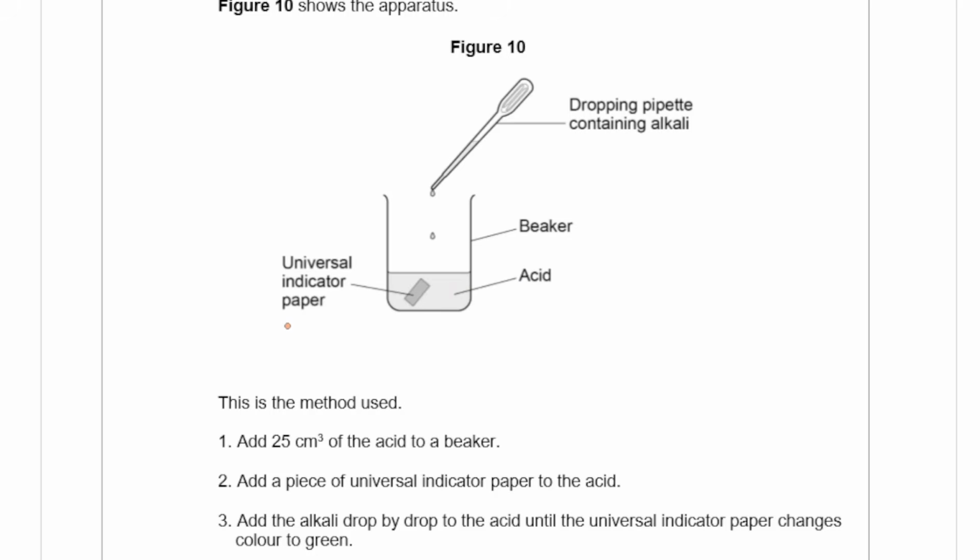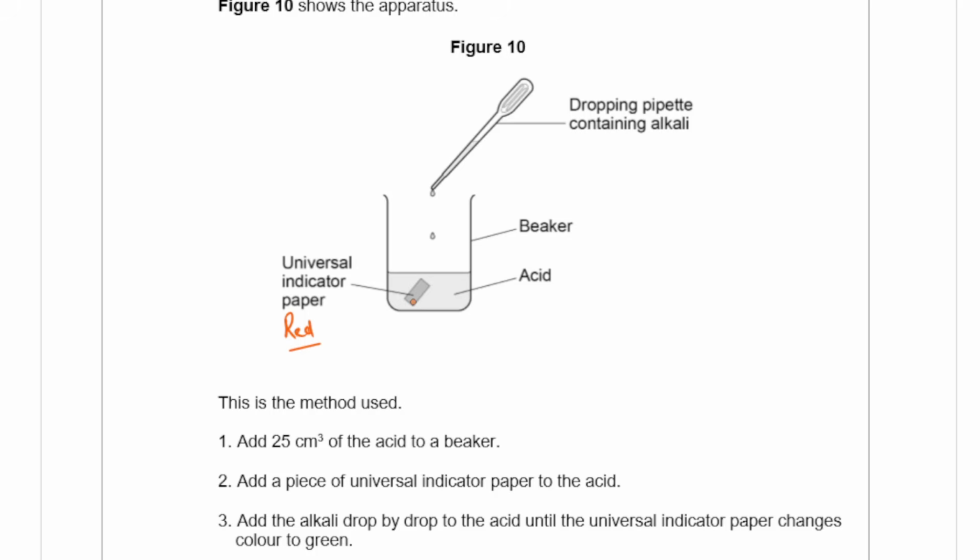That would actually turn red because of the acid. Dropping pipette containing the alkali. As you drop it, the acid is going to be neutralized little by little by the alkali. Eventually, when it's completely neutralized, it should turn green.